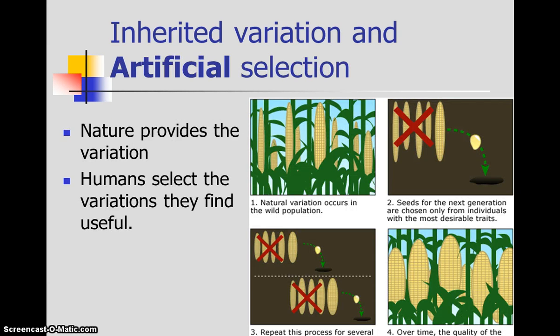Nature provides a variation, and humans select variations that are useful. So here's one right here. Natural variation occurs in a wild population. The seed for the next generation is chosen only from individuals with the most desirable traits. Repeat the process for several generations. Over time, the quality of the crop increases. So that's what we do.